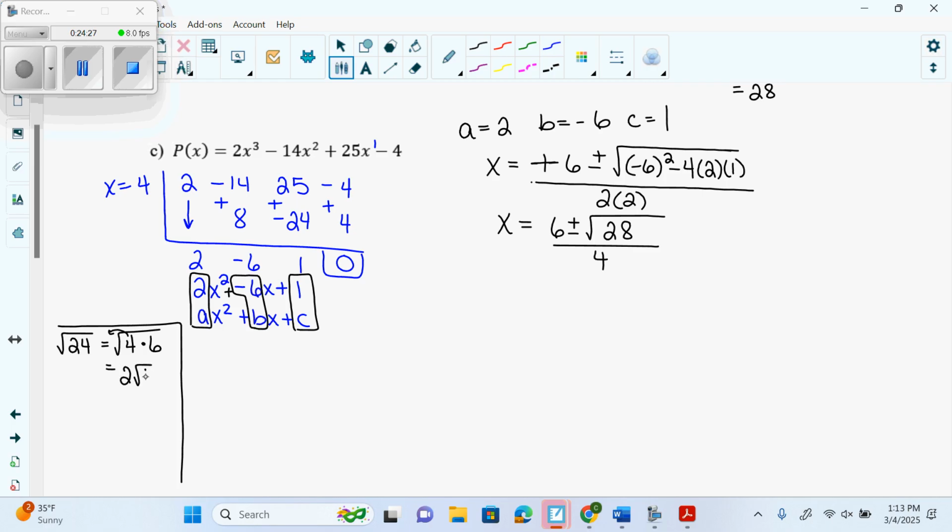2 root 6. Did you guys know that in grade 10 you could have checked every single one of these? Go root 24 into your calculator. Got a decimal, right? Okay, now put root 4 times 6 in your calculator. What is it? The same answer, because it's the same thing, correct? And then put 2 root 6 in your calculator. Shocking, what is it? Same answer, because it's the same thing, just written in a different way. It's just a reduced radical. Do we agree? So you could check every single step in grade 10 if you wanted to.